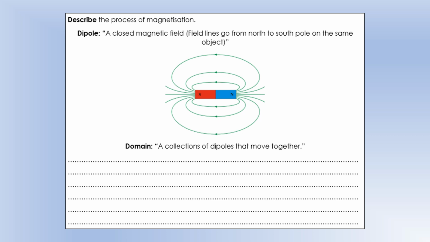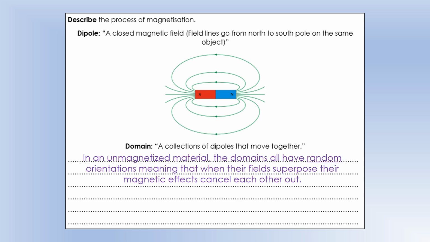Then we go up a scale and we start talking about domains, and that's just a collection of dipoles that all move together. When you have dipoles close together, they will usually align themselves with each other, and that's what we call a domain.